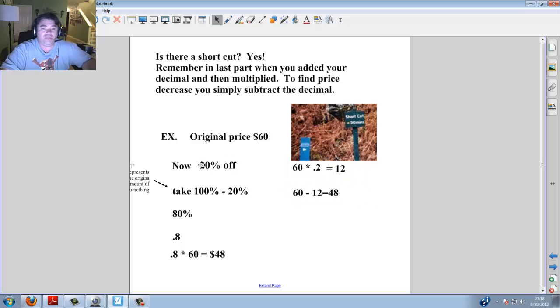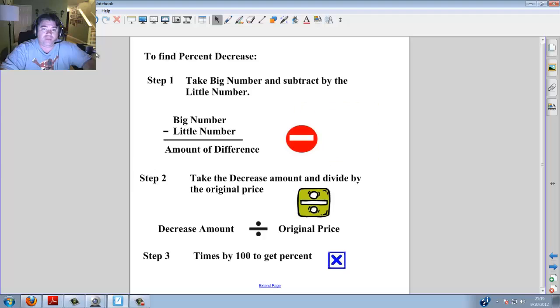Or you could just say, well, I'm taking 20% off, so it's going to be 80% or 0.8, and take 0.8 times 60, which was your original price. Whichever way you're more comfortable, makes no difference to me. To find a percent decrease, you take the big number and subtract the little number. Big minus little divided by the old, so pretty standard there.